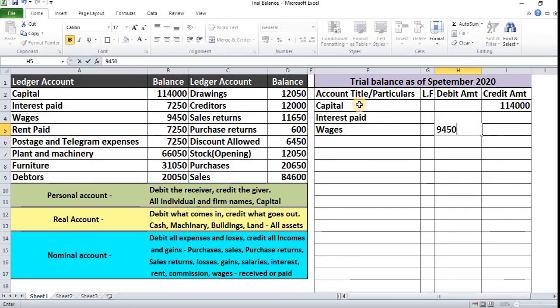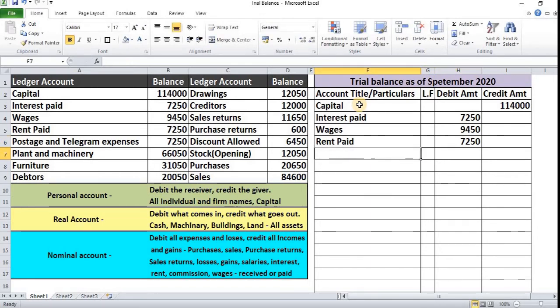Our next account is rent paid. Rent paid is an expense. All expenses come under nominal account. The rule of nominal account is debit all expenses and losses, credit all incomes and gains. So we are debiting rent. Now we will mention rent in the particulars column and we will mention 7,250 in the debit amount column.